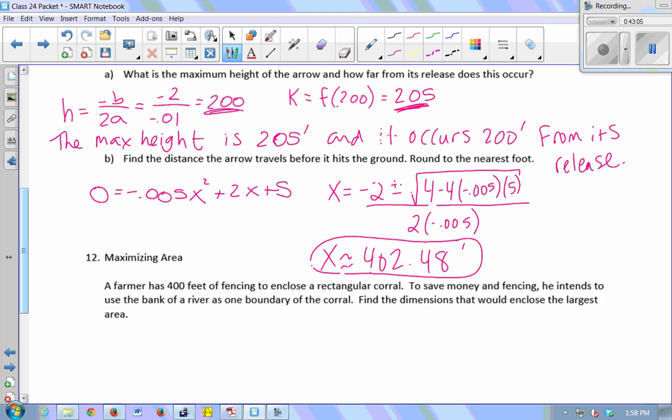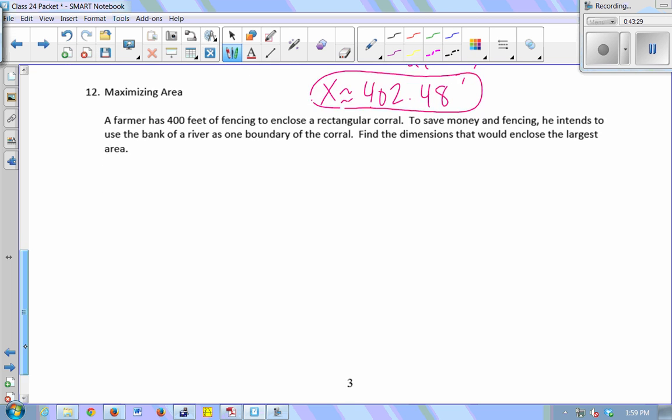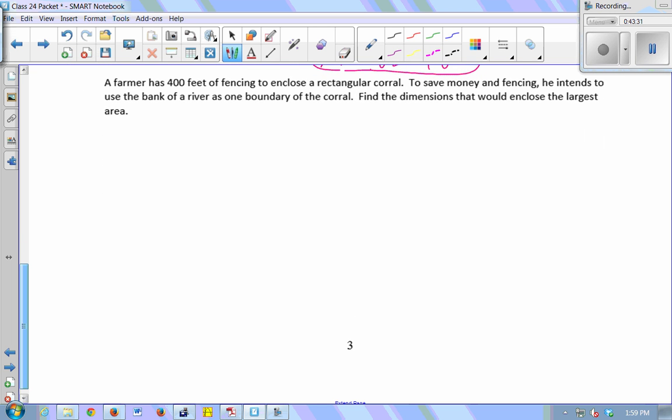All right, so one more example, maximizing area. This is sort of a classic quadratic maximization problem. A farmer has gone to the farm supply store and bought 400 feet of fencing. He wants to enclose a rectangular corral for his, I don't know, cows or chickens to live in. To save money and fencing, he's going to use the bank of a river as one boundary of the corral, because his cows and chickens can't swim.